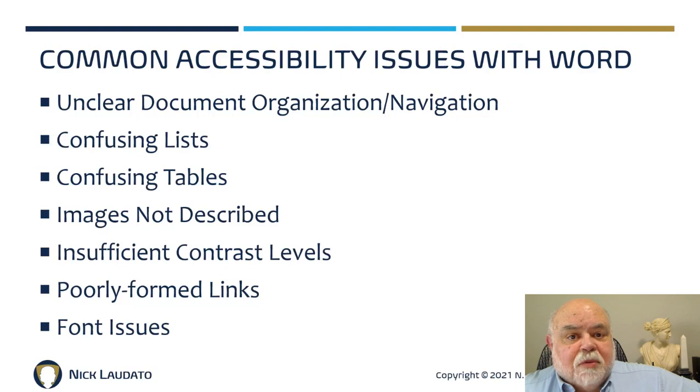Images, for people who are not sighted, they cannot understand the content of the image, so one needs to describe the image in a way that they can grasp what your point is. Contrast is another issue. The distinguishing shades and colors that allow a person to distinguish between two different values, like foreground text and background. The links and the way links are formed, and the way fonts are chosen and displayed.